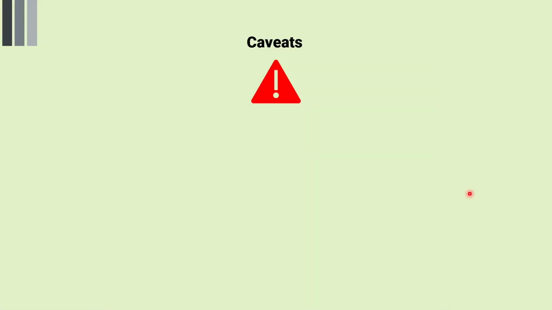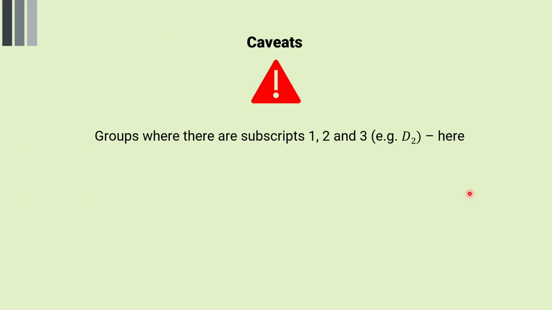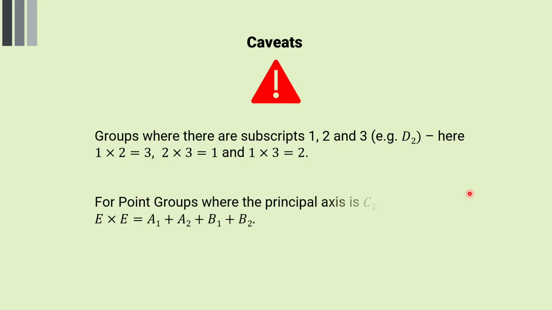There is a warning, there is a caveat. For groups where the subscripts are 1, 2 and 3, for example D2, here 1 into 2 is 3, 2 into 3 becomes 1 and 1 into 3 is equal to 2, that we have seen earlier. It is a different case, so please be cautious about this change. And for point groups where the principal axis is C2 or C4, E into E becomes A1 plus A2 plus B1 plus B2. That is a slightly different thing. So 2 into 2 dimensional is A1 plus A2 plus B1 plus B2, that's 1 plus 1 plus 1 plus 1. That comes out to be 4. So that has to be taken due care.